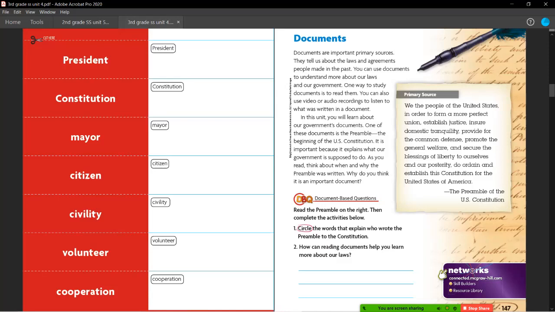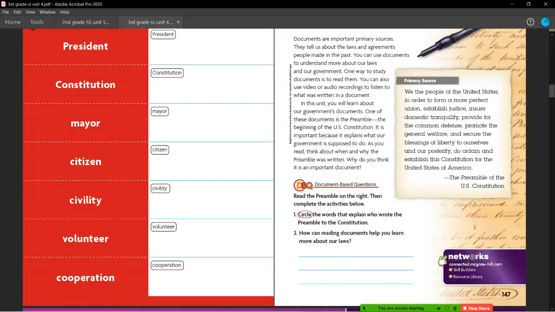Now circle the words that tell who wrote the preamble. So at the very beginning, what is the first line? It says, we the people of the United States. So those are going to be the people who are writing it. That's what you're going to circle. And then at the bottom, how can reading documents help you learn more about our laws? Now use the context clues and information from above under the heading documents that we read first to write a complete answer for this section.